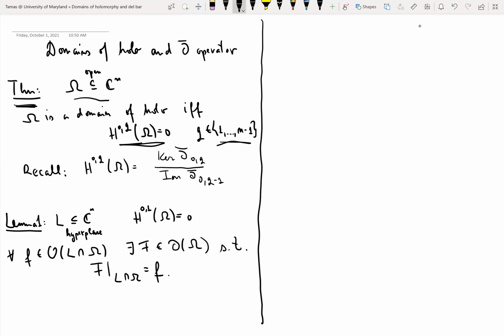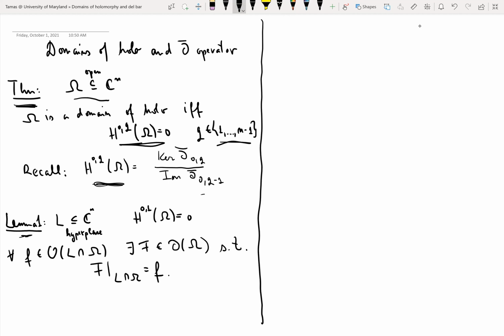Now recall the Dolbeault cohomology groups were nothing but the kernel of the Dolbeault operator on (0,q) forms over the image of the Dolbeault operator on (0,q minus 1) forms. I'll try to show the reverse direction of this theorem and talk about what needs to be accomplished to get the full characterization. I will be aided in this by first proving two short lemmas.